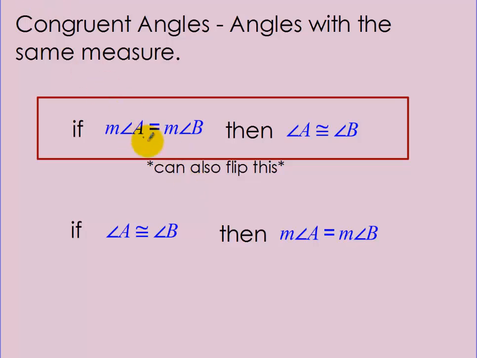Notice we're talking about measurements. This is a value. We're using the equal sign. We're talking about figures. We're still using the congruent sign. Moving on.